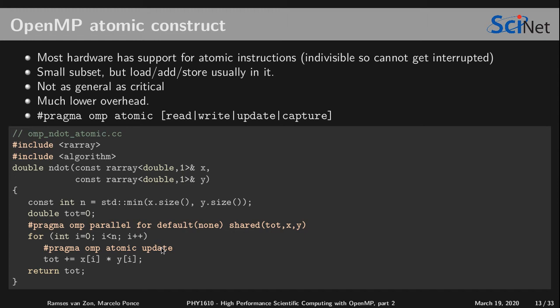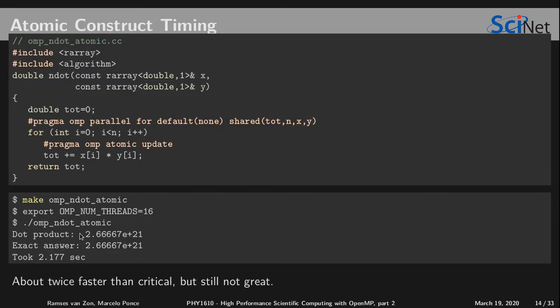So let's do that. Let's see what we get. We have our atomic updates. We run it with 16 cores. We get the right answer. Great. It is about twice as fast as the critical, but it's still not great.